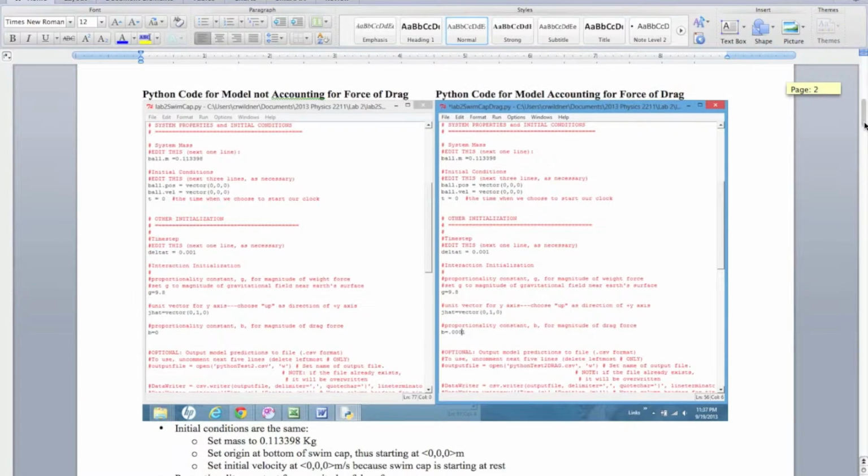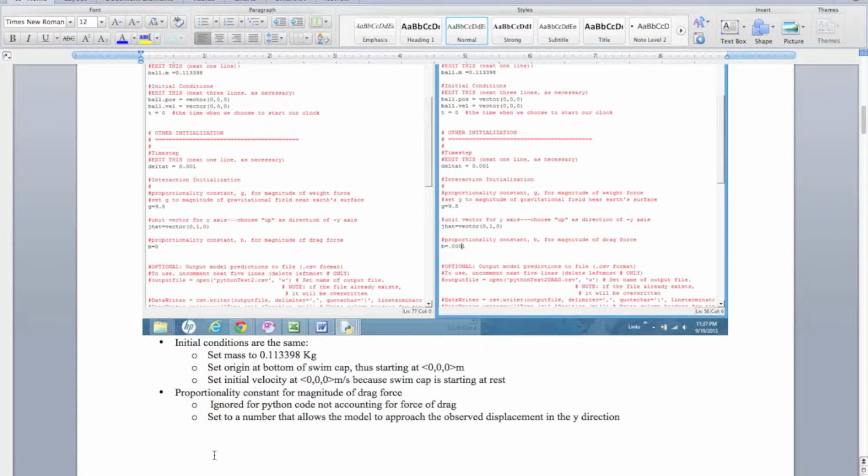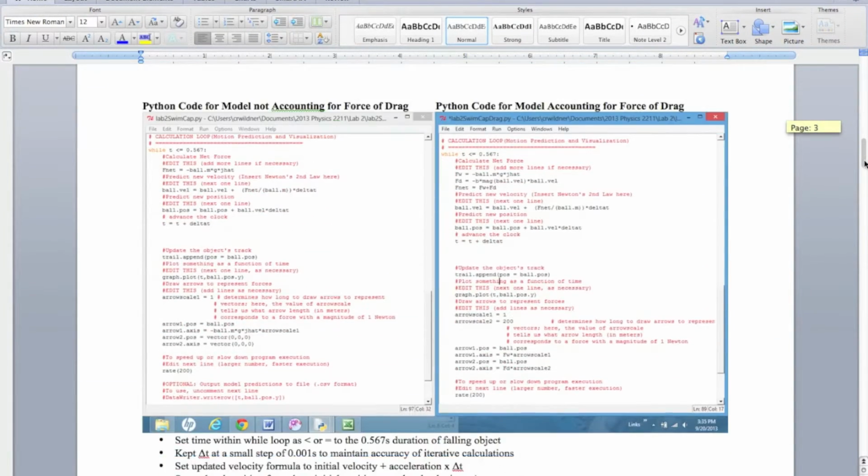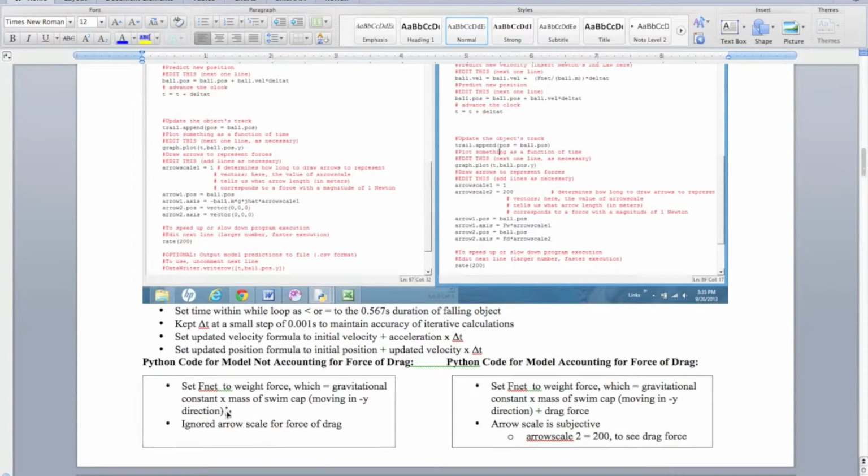And here you can see where I compare my two sets of Python codes. The initial conditions are the same between the mass and the initial position, initial velocity. However, the proportionality constant for the magnitude of drag force differs. I ignored that in my model, not accounting for the force of drag. However, within my Python code accounting for the force of drag, I set this constant to a number that allows the model to approach the observed displacement in the y direction. I kept my delta t at a small time step to maintain accuracy of the iterative calculations.